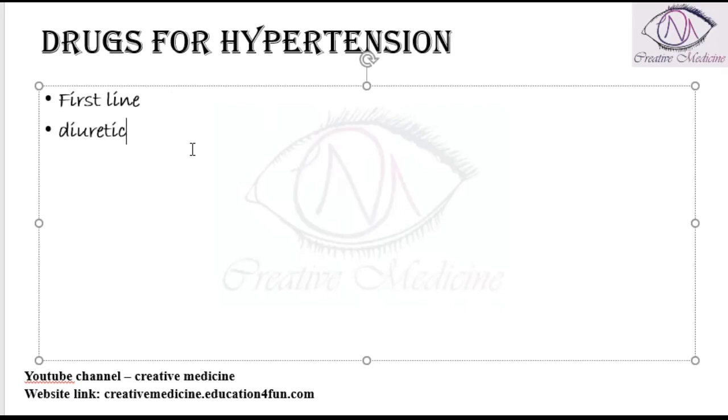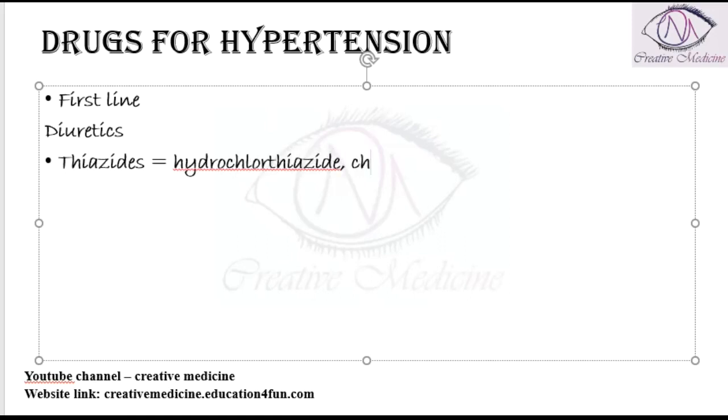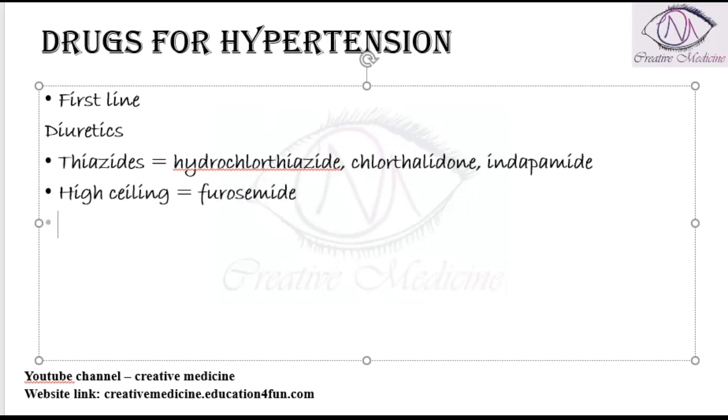In the first line drugs, we can use diuretics. Thiazide diuretics are used, like hydrochlorothiazide, chlorthalidone, and indapamide. Then we have high ceiling diuretics, which is furosemide.